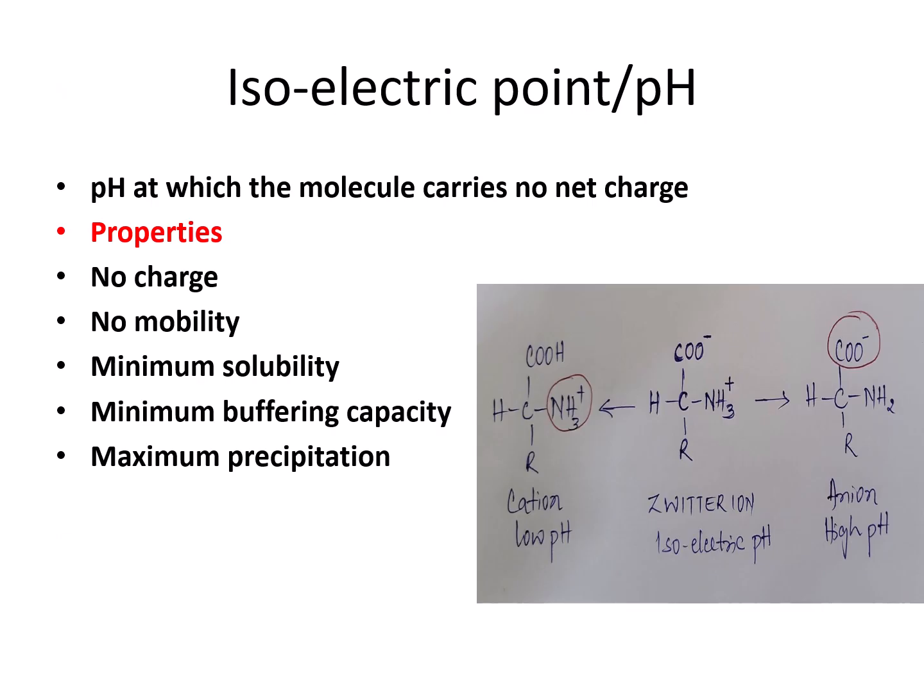The next property of amino acid is the isoelectric point or the isoelectric pH. It is at this pH where the molecule carries no net charge and occurs as a zwitterion. So, what are the properties at this isoelectric point? There is no charge, no mobility, minimum solubility, minimum buffering capacity, but maximum precipitation at this isoelectric point.